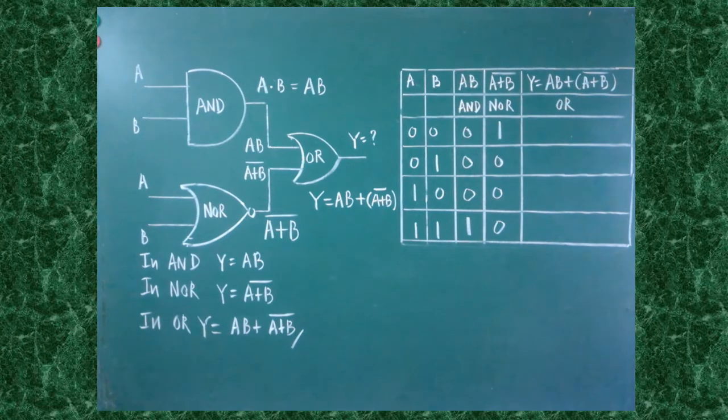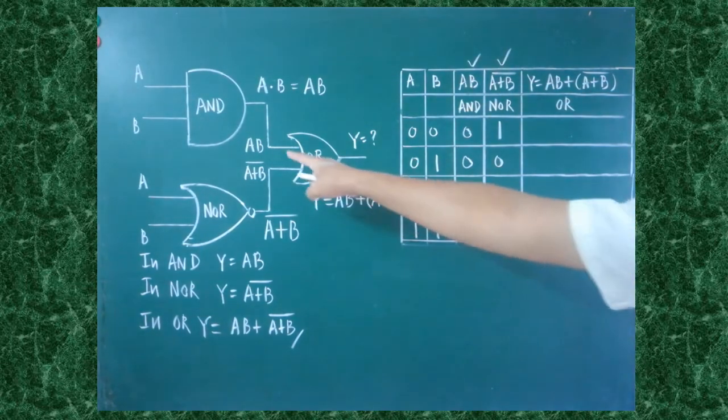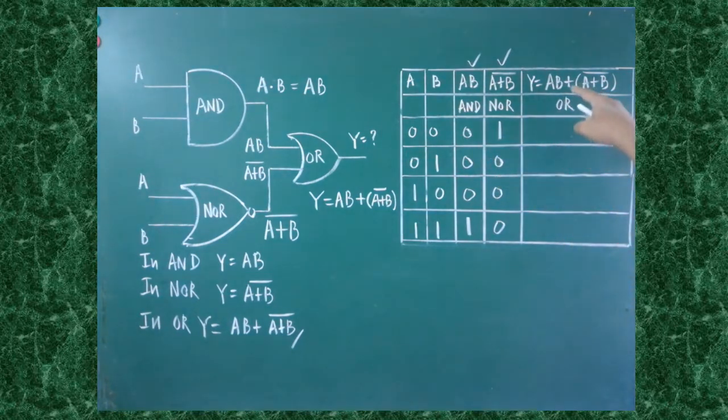Are you clear? So here what we have to do: these two columns, their output values are already written now. These two will act as the input for the OR gate. So again both are to be ORed, this value and this value are to be ORed here. That's why I have written OR gate. Nearby I have mentioned the name of the gates. When both are ORed, what will you get? 0 or 1 gives 1, 0 or 0 gives 0, 0 or 0 gives 0, 1 or 0 gives 1.